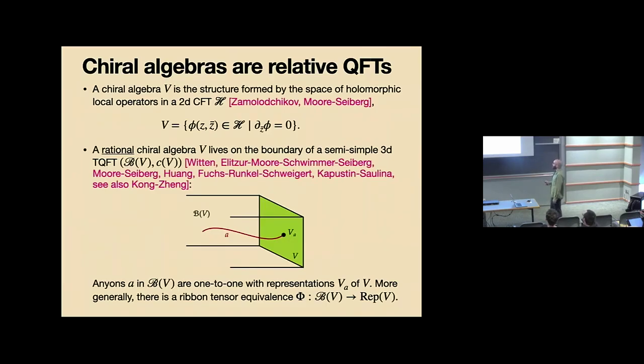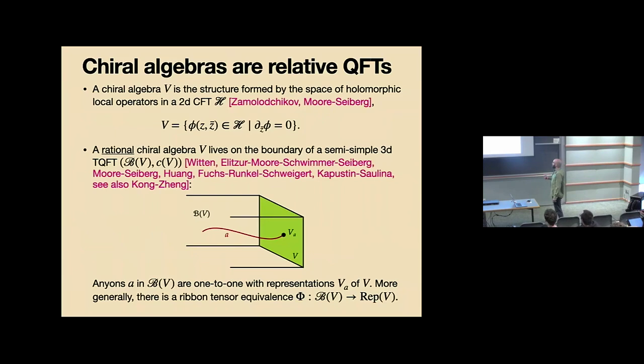Amongst all chiral algebras, there's a particularly nice class of so-called rational chiral algebras. And these are essentially chiral algebras whose representation theory is very nice. So they have finitely many irreducible representations. And furthermore, their representation theory is semi-simple. So any representation can always be decomposed into a direct sum of finitely many simples.